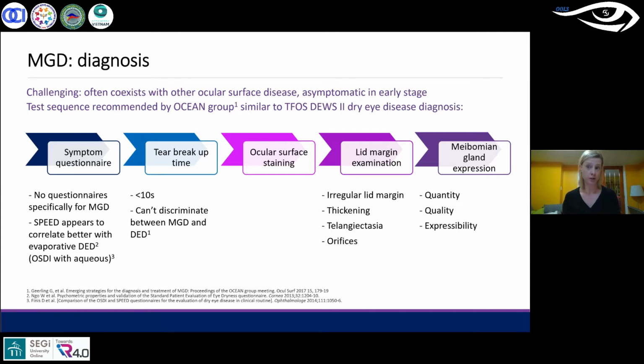So that's really good news. The MGD diagnosis algorithm laid out here on the slide actually is not significantly different to TFOS DEWS II for its dry eye disease diagnosis. There are an awful lot of similarities, which is good, because again, we can be applying similar thinking when we're seeing our patients. They start off with a symptom questionnaire recommendation.